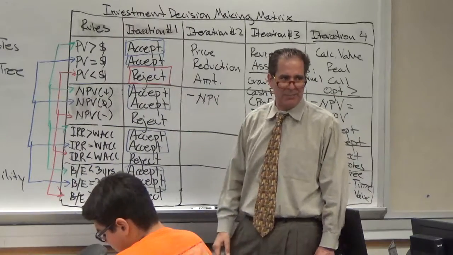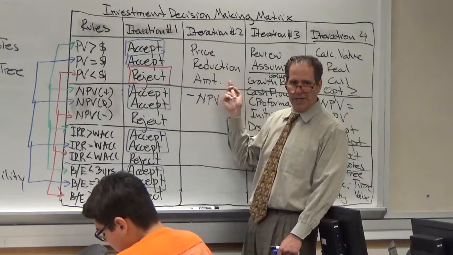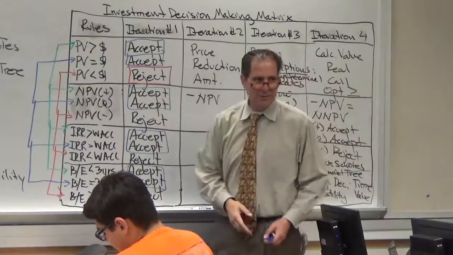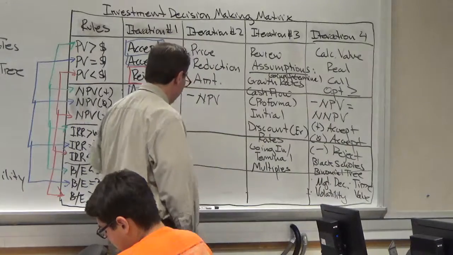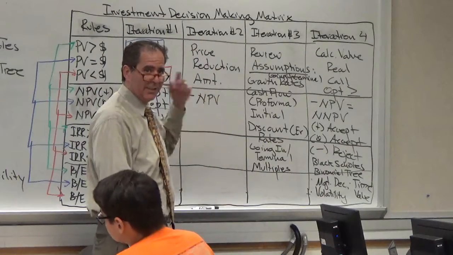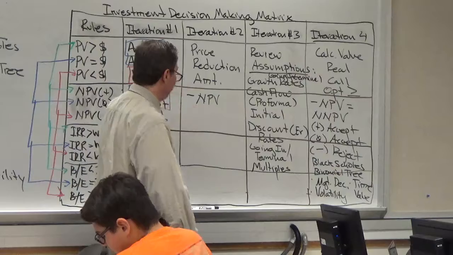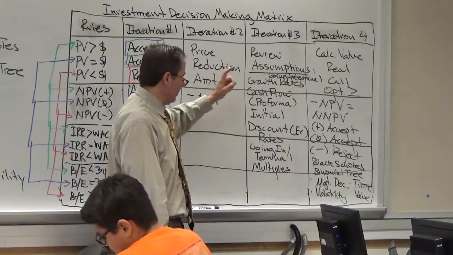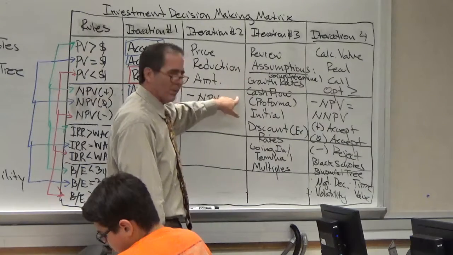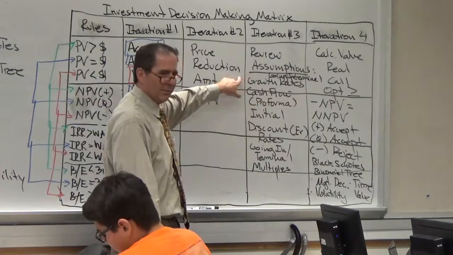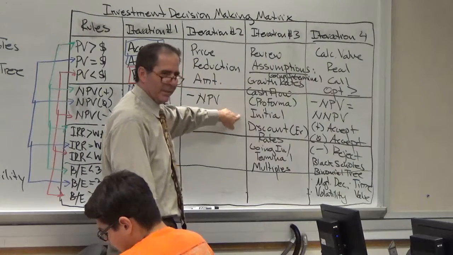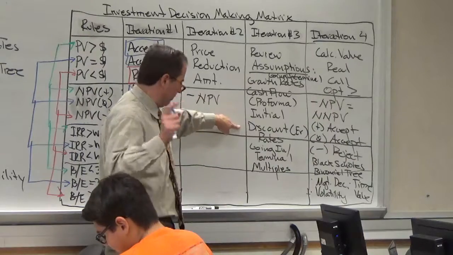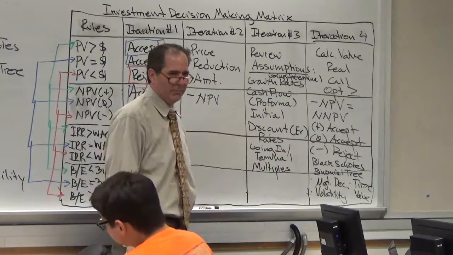If you still get a negative net present value, you're going to ask for a price reduction or reduce the cost in the amount of the negative net present value. If you still can't get the price or the cost reduction, and you still have a negative net present value, you go to iteration three to review all of the assumptions. You look at all the growth rates, the pro forma cash flow growth rates, the terminal growth rate, the initial cash flow, the discount rates, both the going-in and the terminal discount rates, and you review the multiples.